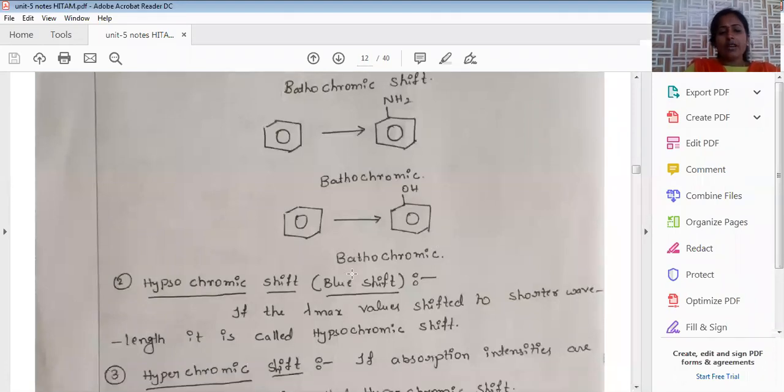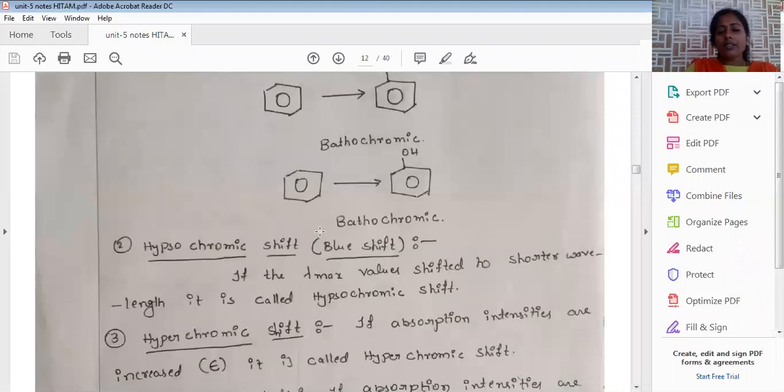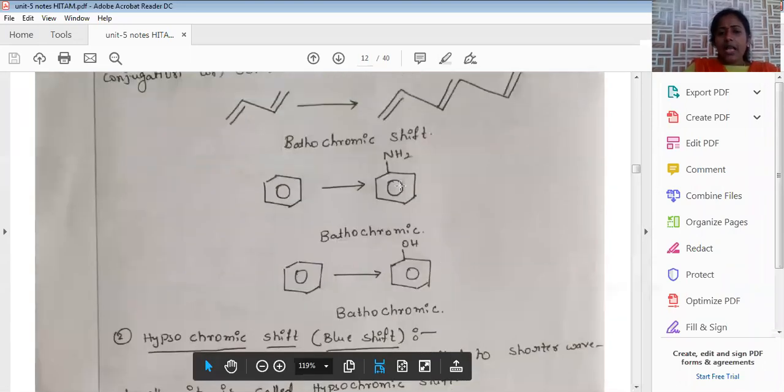And the second phenomenon is called hypsochromic shift, which is also called blue shift. Bathochromic shift is called red shift, whereas hypsochromic shift is called blue shift. If the lambda max values are shifted to shorter wavelength, the reverse of the bathochromic shift, it is called hypsochromic. Lambda max values are shifted to lower wavelength. That means a high amount of energy is required. So I'll give an example by taking aniline.